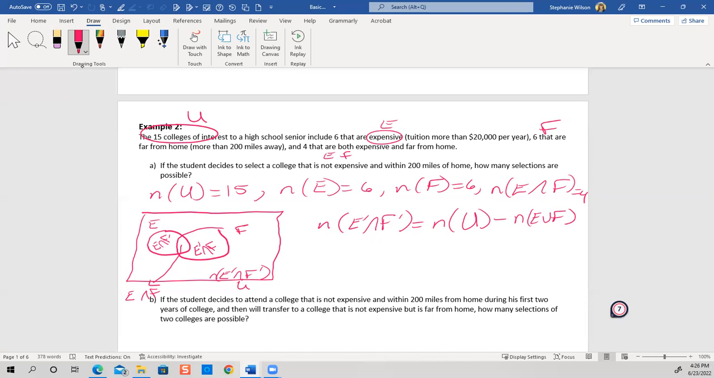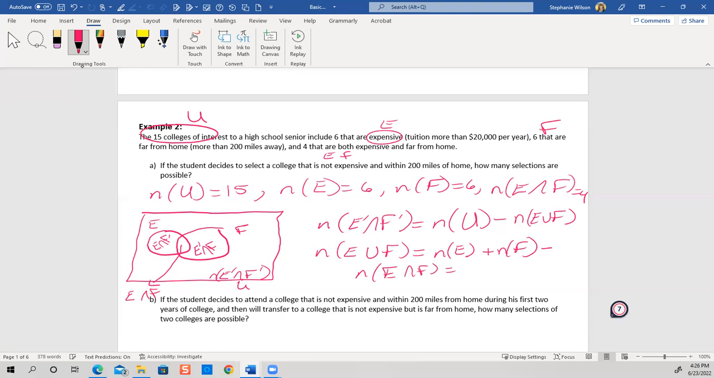Okay, so let's solve. To find the number of elements of E union F, because we don't know that right off the top of our head, we're going to take the number of elements in E and add it to the number of elements of F. And let's subtract the number of elements of E intersect F.